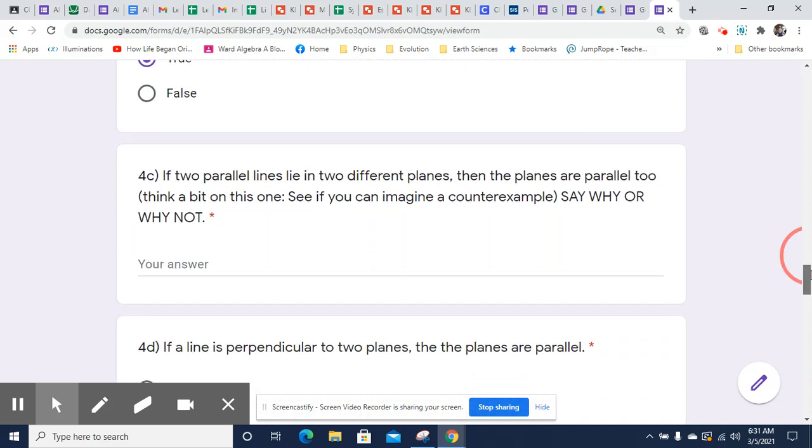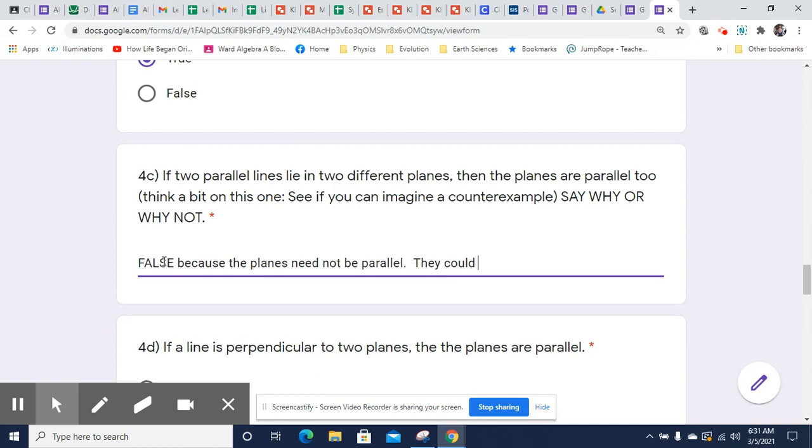If two parallel lines lie in two different planes, then the planes are parallel too. Well, here's the thing. The lines can be parallel, but the planes could tilt this way and that way and still have those parallel lines go through them. You could have planes that intersect each other somewhere else and have parallel lines in them. In fact, you will have an infinite set of those. So that's a false statement because the planes need not be parallel.